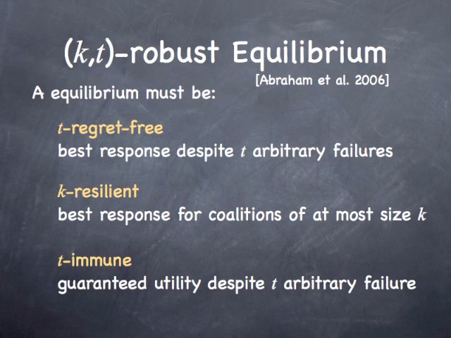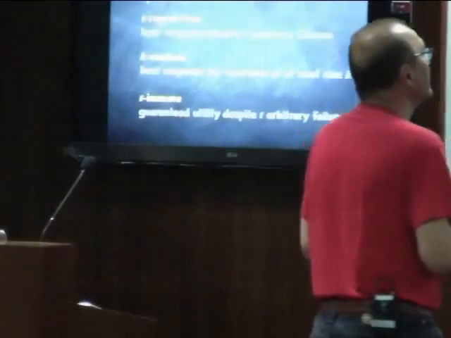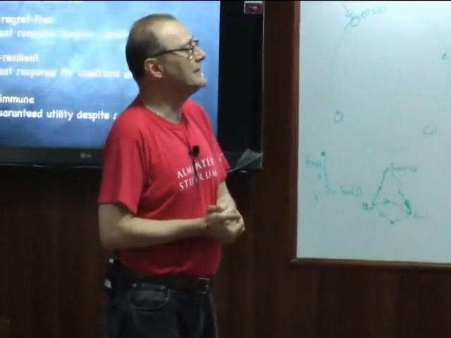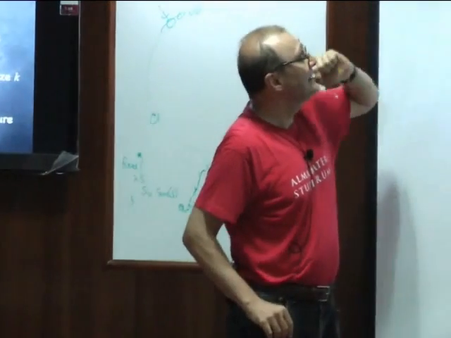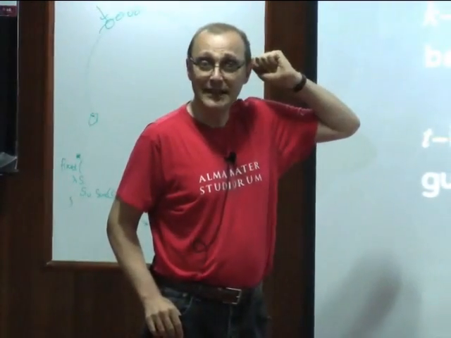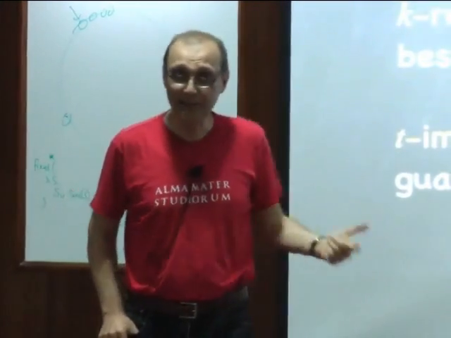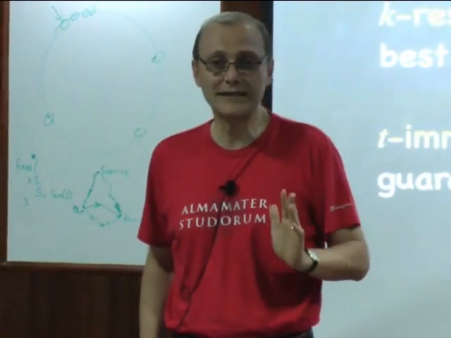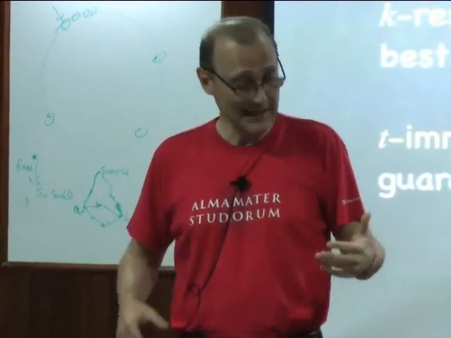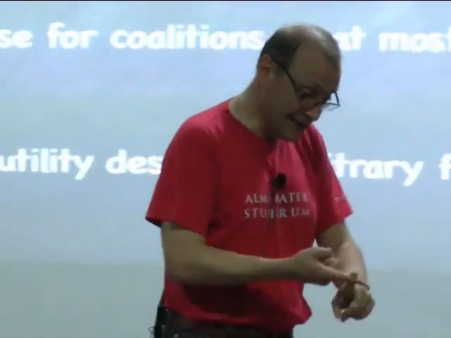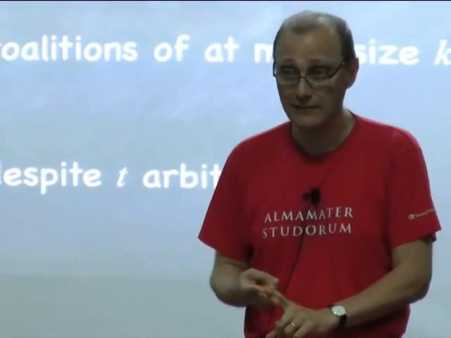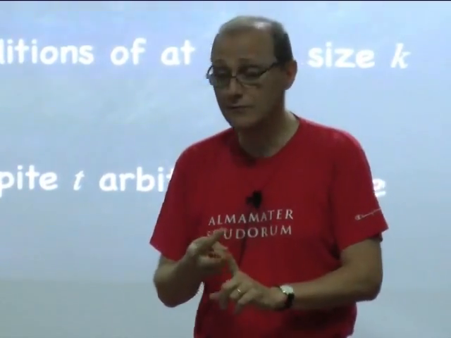This is work by Abraham, Halpern, and Dolev, who proposed as a solution concept a notion that provides these properties. The first one is that this KT-robust equilibrium is T regret-free, namely, independent of who the T Byzantine nodes are, at most T, and independent of what they do, we know that rational nodes will want to stay on equilibrium, even if they don't know who the faulty nodes are or what they're going to do.